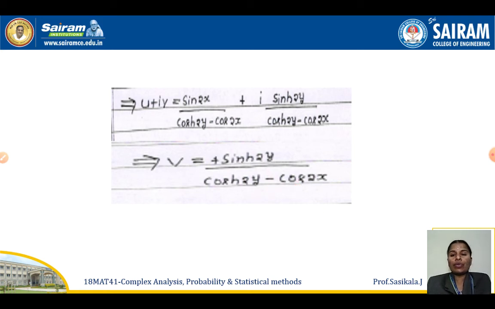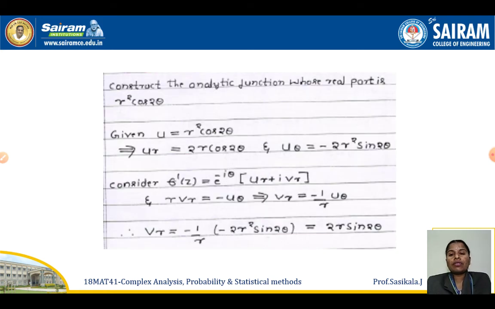So one more question in terms of polar form. Construct the analytic function whose real part is r square cos 2 theta. So what is given? U is given in terms of polar. So I should find the partial differentiation with respect to r and theta for u. With respect to r, I get 2r into cos 2 theta. With respect to theta, I'll get minus 2r square into sin 2 theta, because the differentiation of cos 2 theta will be minus sin 2 theta.